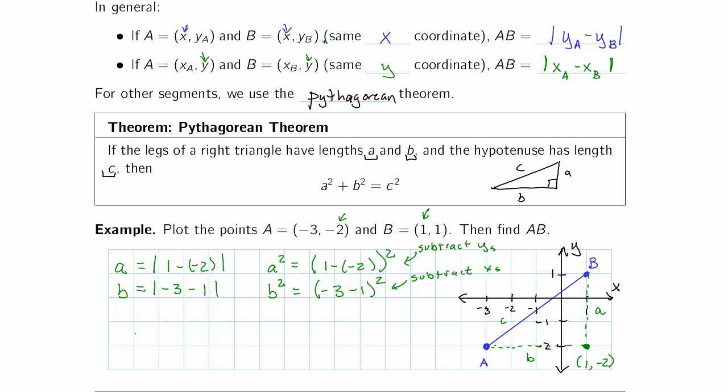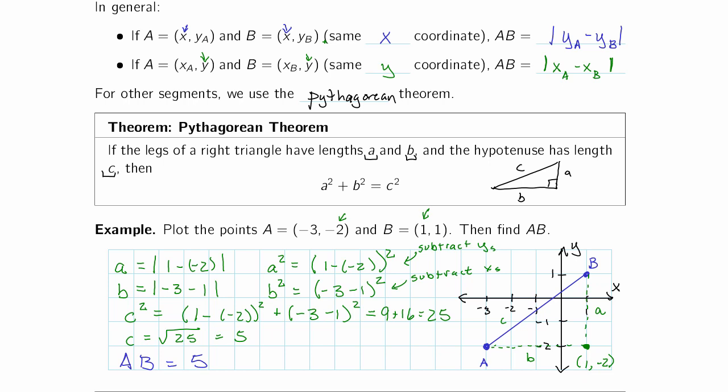So then my c squared, right, a squared plus b squared is c squared. My c squared is 1 minus -2 squared plus -3 minus 1 squared. And working out that arithmetic, that's 9 plus 16 is 25. Right? C squared is 25. We know that C is going to be positive because it's a distance. So c is just the positive square root of 25 is 5. The distance from A to B in this diagram is 5.